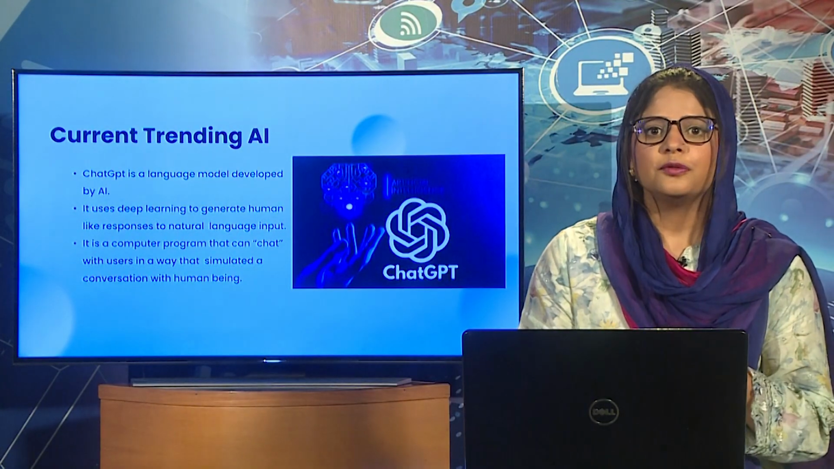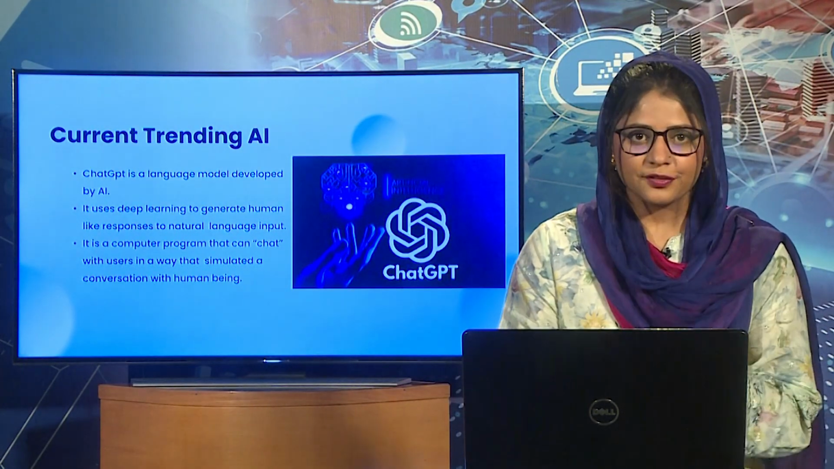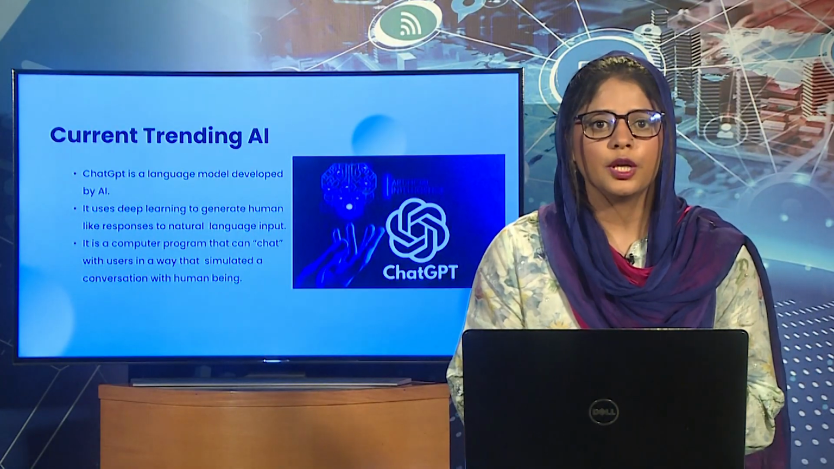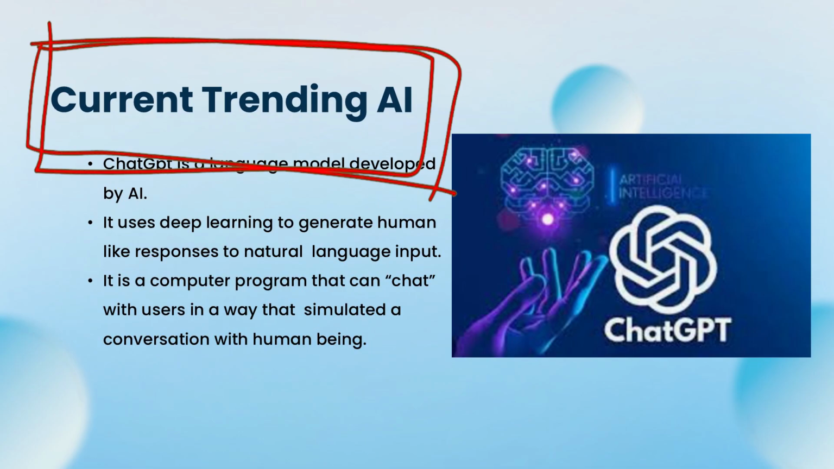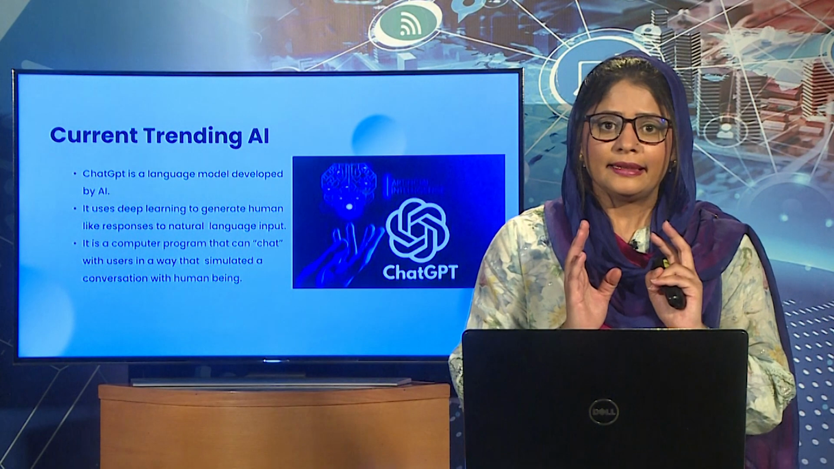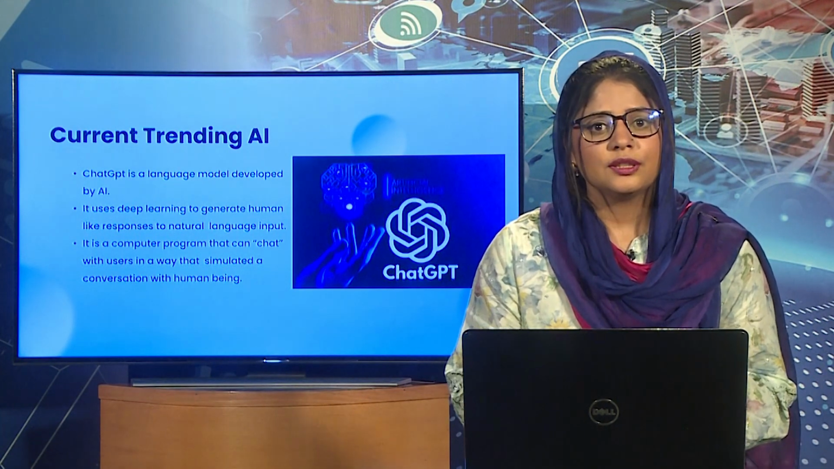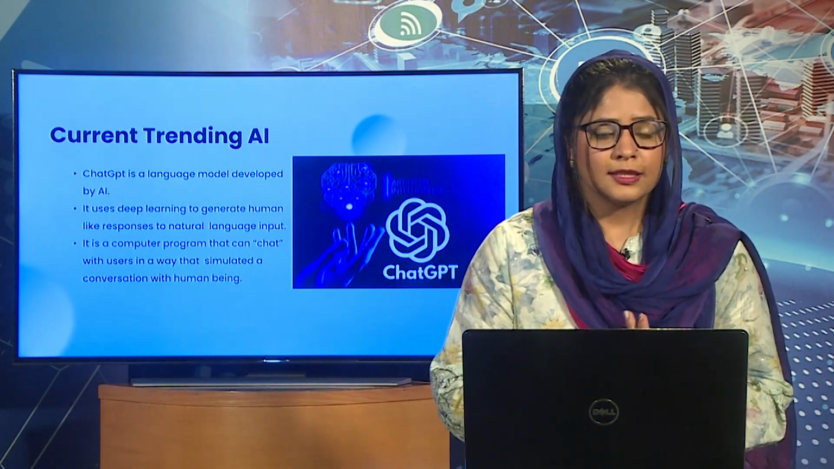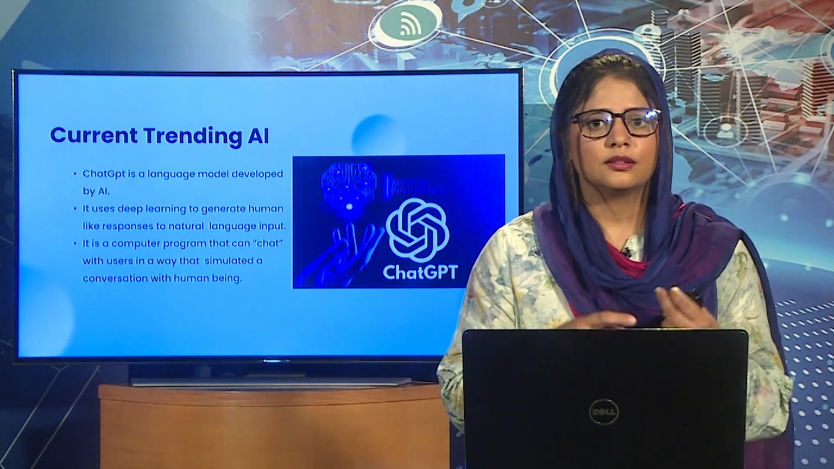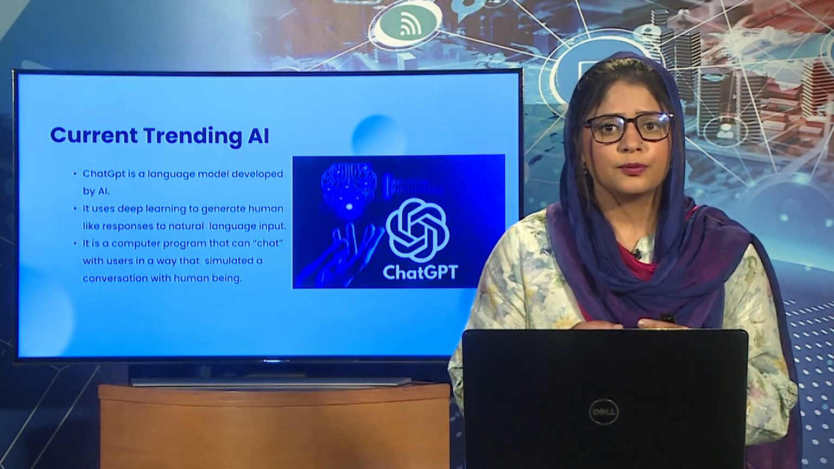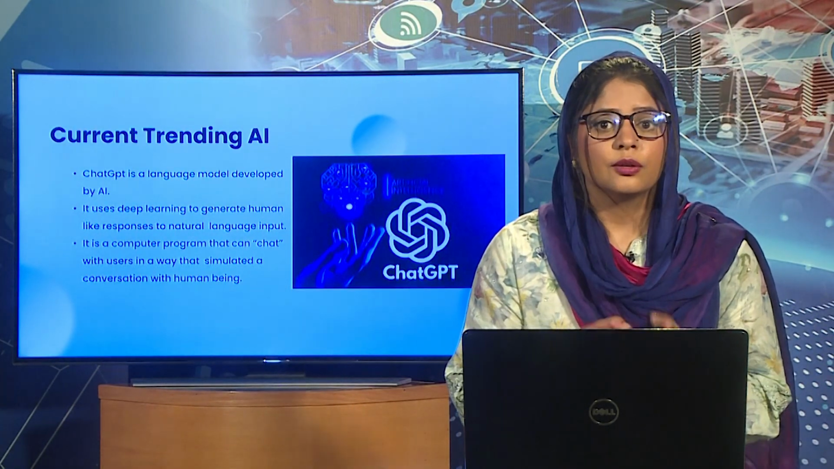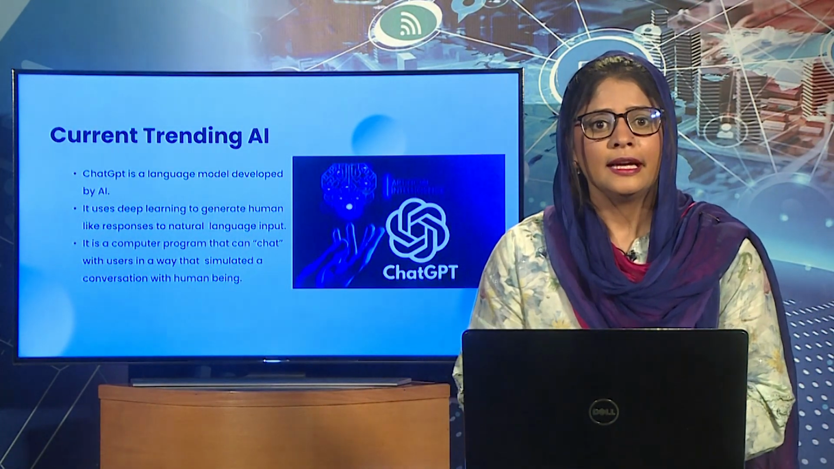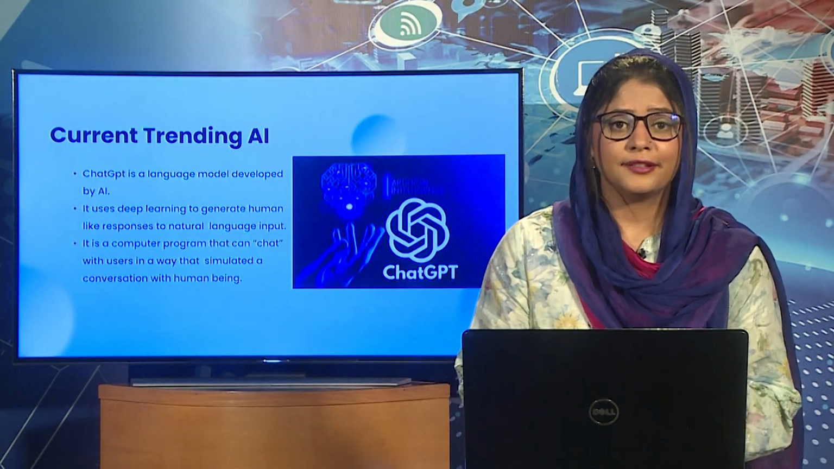ChatGPT is a powerful example of how artificial intelligence is transforming the way we communicate. It is a language model developed using AI, designed to understand and generate human-like text. At its core, ChatGPT uses deep learning, specifically a model known as a transformer, to process and respond to natural language input. This allows it to generate coherent, context-aware and meaningful responses in real time.